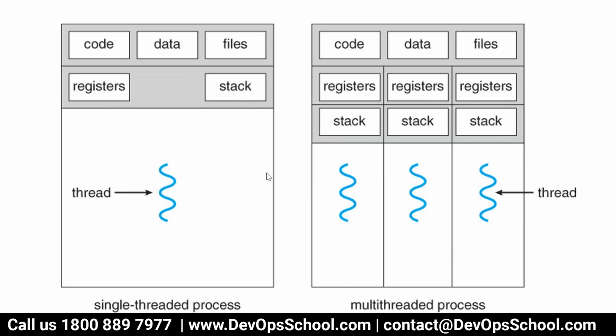If you see here, single process and one thread, and whatever the code, data, files, register and stack assigned to the process get assigned to the thread. But here, one process, multiple threads, and you have different registers and stacks in this way.